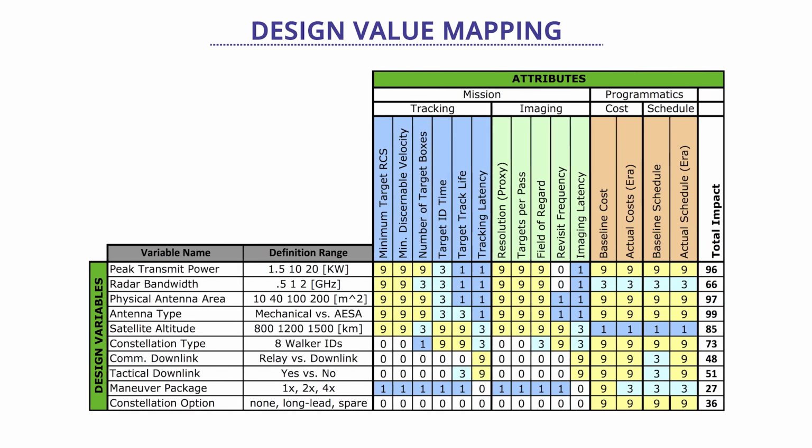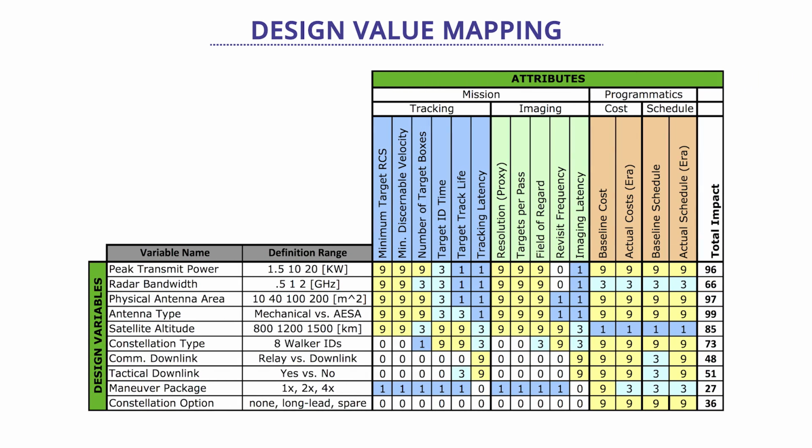Now, earlier we described the design value mapping technique, where we represent the relationship between design variables and attributes in a matrix. Entries in the matrix had a 0, 1, 3, or 9 that represented the degree of impact a design variable is expected to have on an attribute. Now, this is not a model, but it is a first-order representation of our mental model.